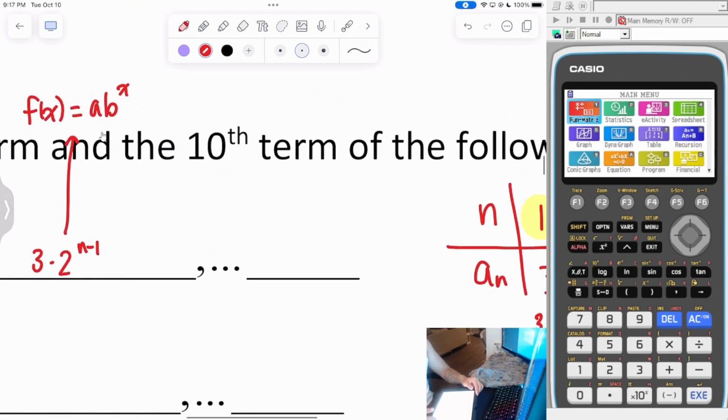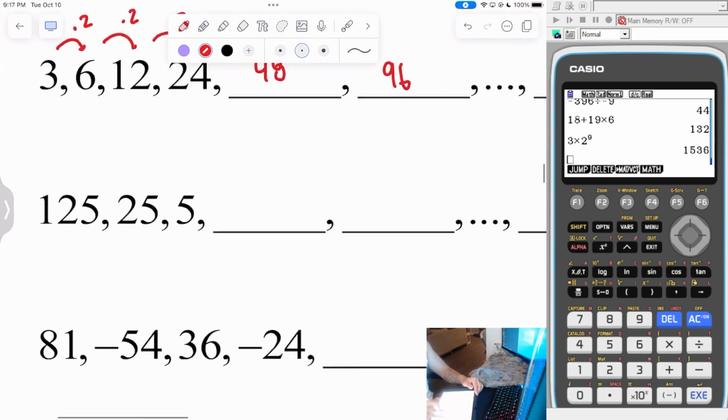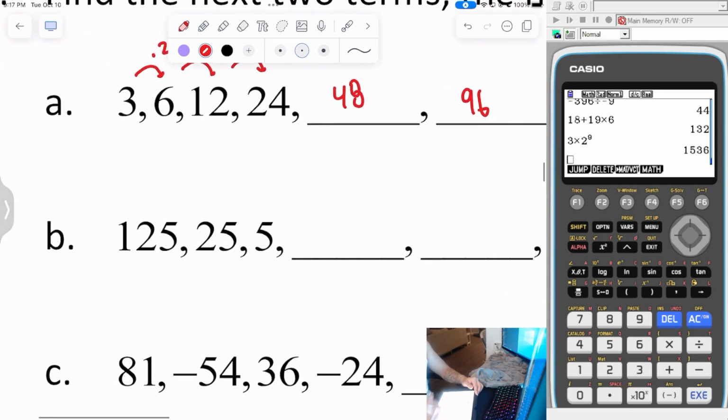Now with that aside, let's think about what the 10th term is. Let's go ahead and plug in 10 and see what we get back in our calculator here. So let's see. 3 times 2 to the power of 10 minus 1, which is simply 9. So I'll put that in. I get 1536.